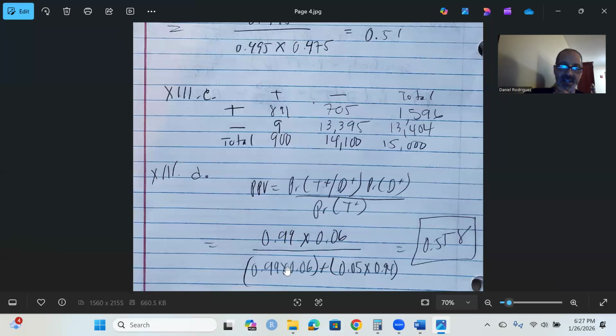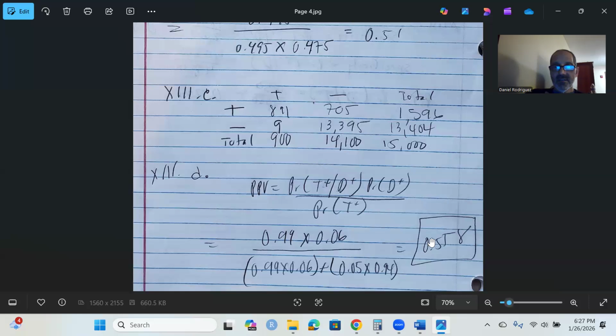So we get 0.99 times 0.06. This is a repeat of the numerator, plus 0.05 times 0.94. 0.05 is 1 minus the specificity, or the probability of a false positive result. And this is 1 minus the prevalence. So 1 minus 0.06 is 0.94, and we get 0.558.